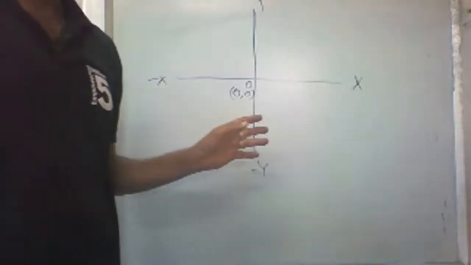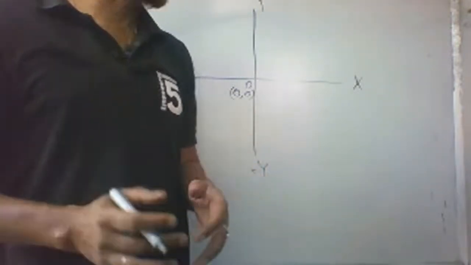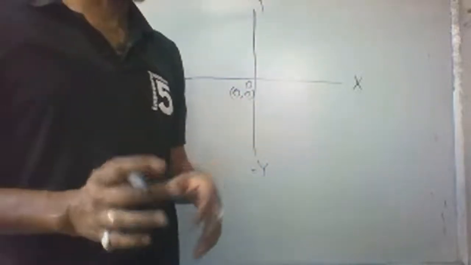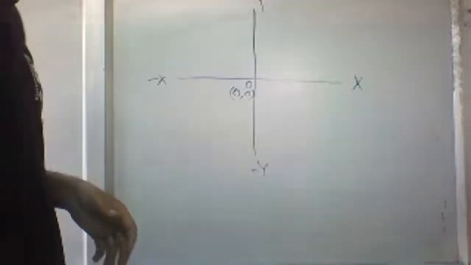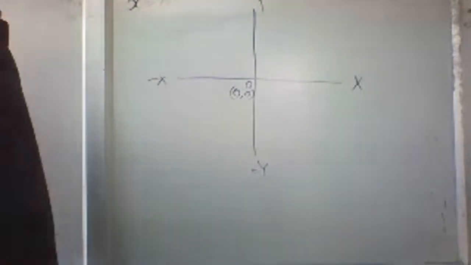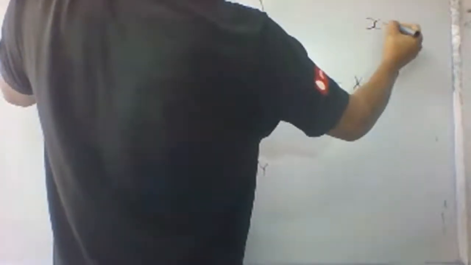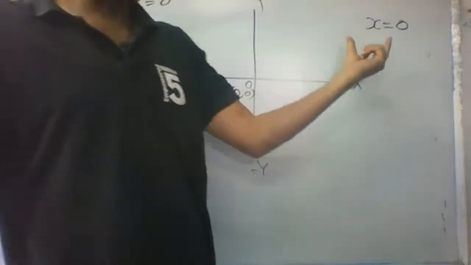Sometimes the graphs are of some standard linear relationship between x and y. This is a linear relationship between x and y. We will make some types of graphs for your intelligence. If the graph is of x equal to 0, you have to plot a graph where the value of x is equal to 0. How will you make a graph?